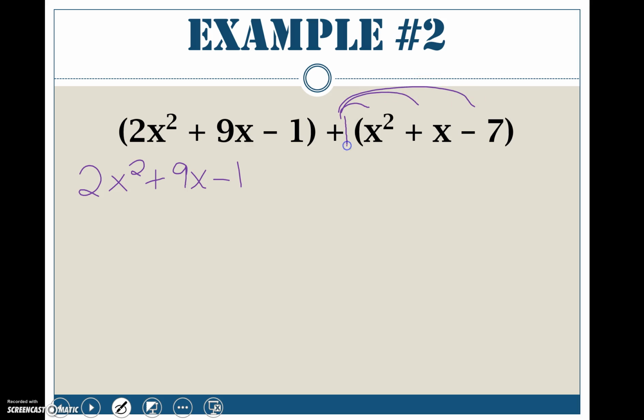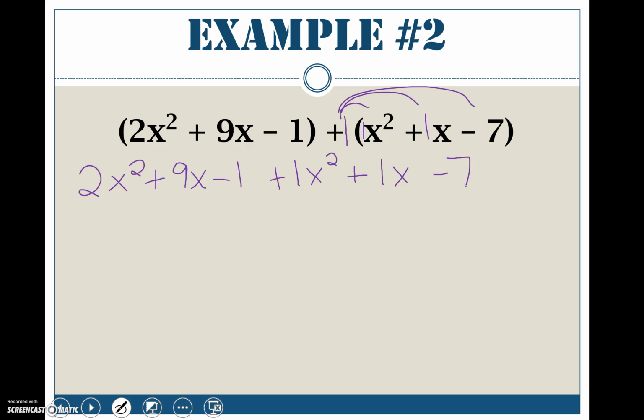So let me put that back in. So positive 1 times, again, there's like a positive 1 in front of that x squared here, because anytime there's no number in front of a variable, there's like a 1. 1 times 1 gives us back a positive 1x squared. 1 times the second 1x there gives us a positive 1x, and then 1 times negative 7 is negative 7.